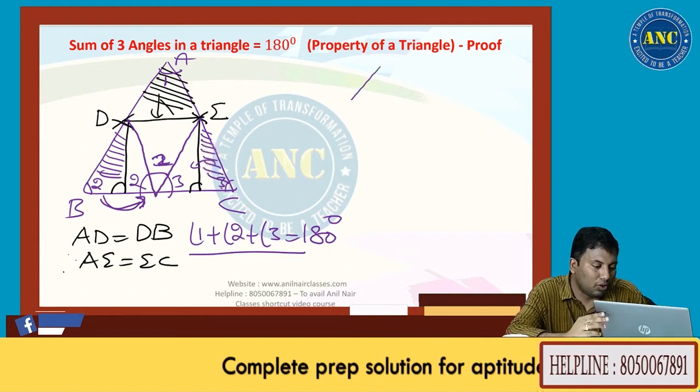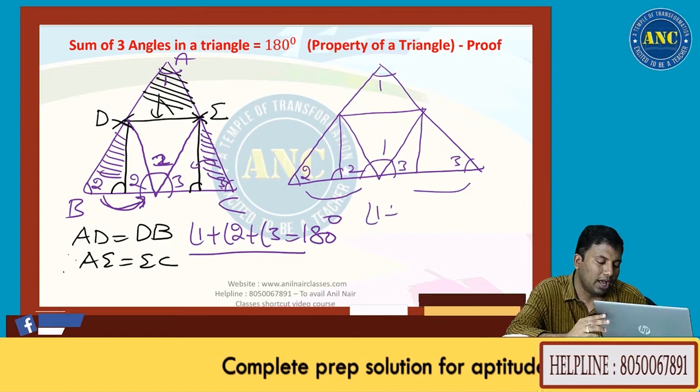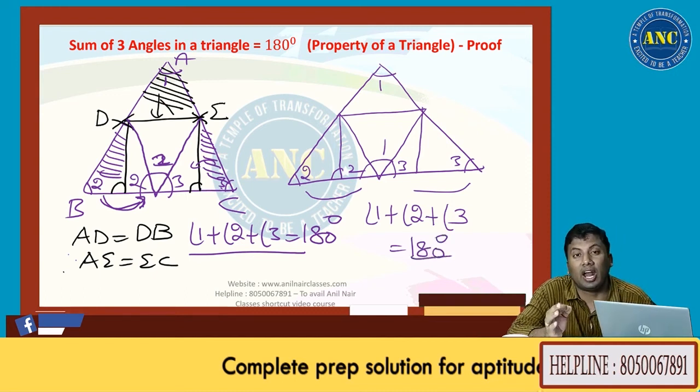So those of you who are not clear with this one, what I did is, I took the midpoints, dropped perpendiculars, shifted the figure down. If this is 1, this is 1. If this is 2, I shifted here 2. If this is 3, I shifted here 3. Angle 1 plus angle 2 plus angle 3 is nothing but 180 degrees. Till your last breath, you will not forget why the sum of 3 angles in a triangle is 180 degrees.